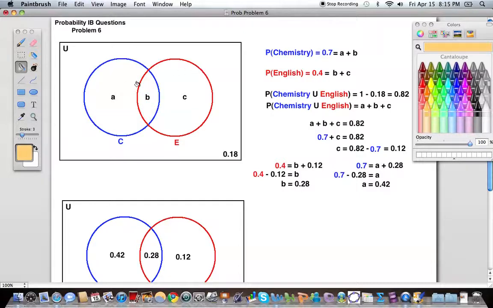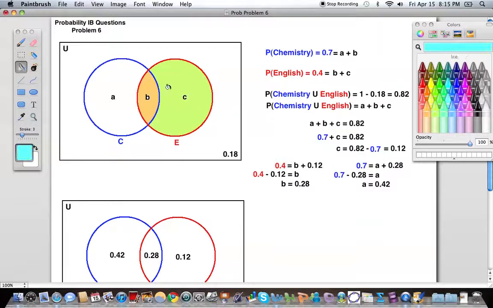We also know that English is everything within this red circle. So it's B plus C. They gave us the probability that a student takes English is 0.4, so 4/10, is equal to B plus C.